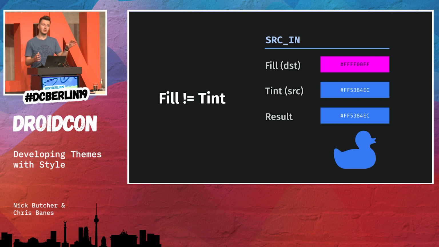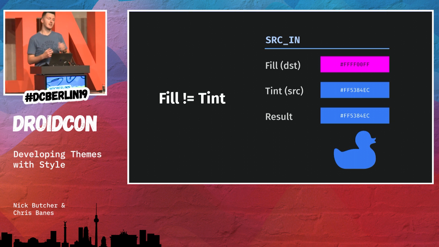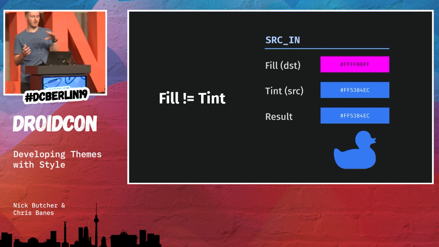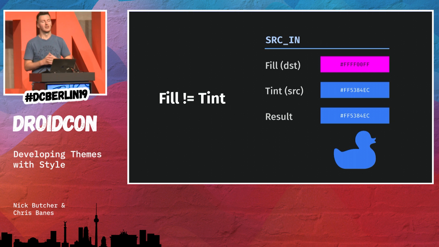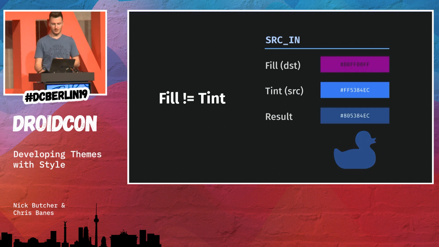If we change our fill color to pink instead, you'll notice that the result is exactly the same. And that is because source in doesn't care about the color of the destination, the fill, only cares about the alpha. So because that alpha hasn't changed, it's still opaque, the result hasn't changed either.